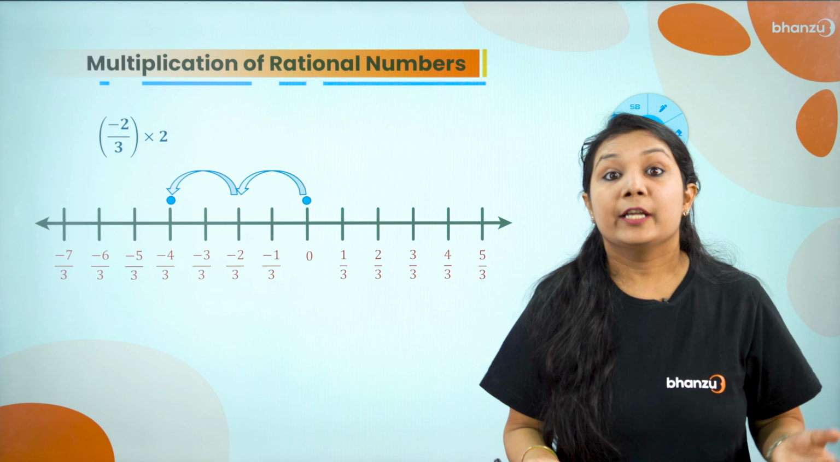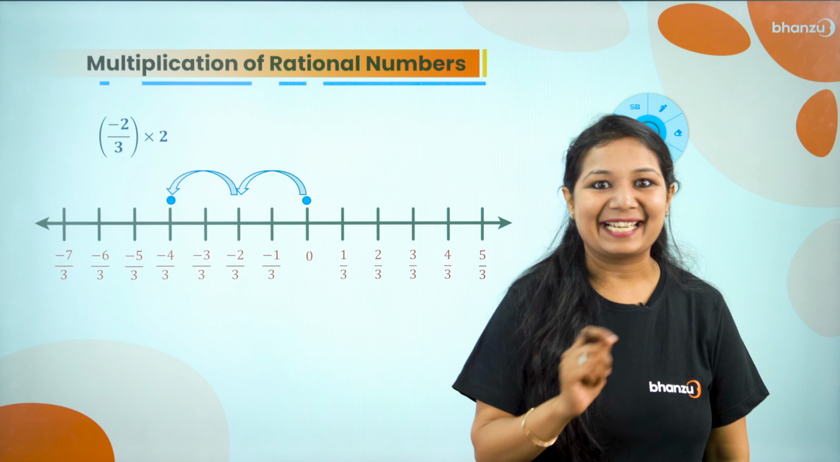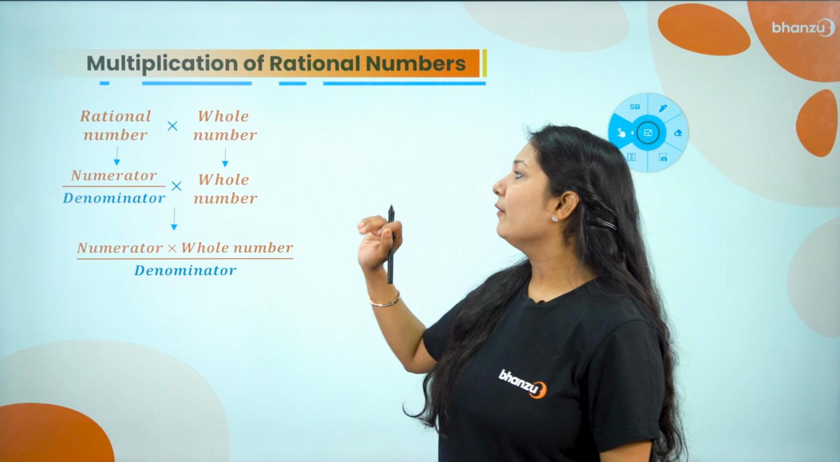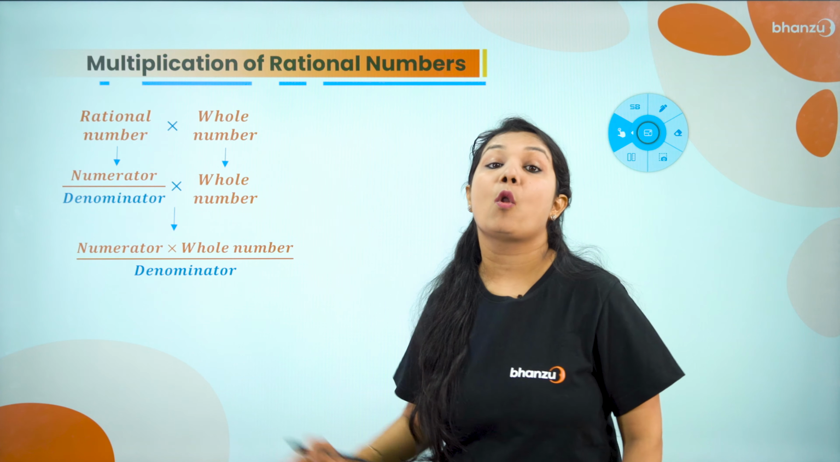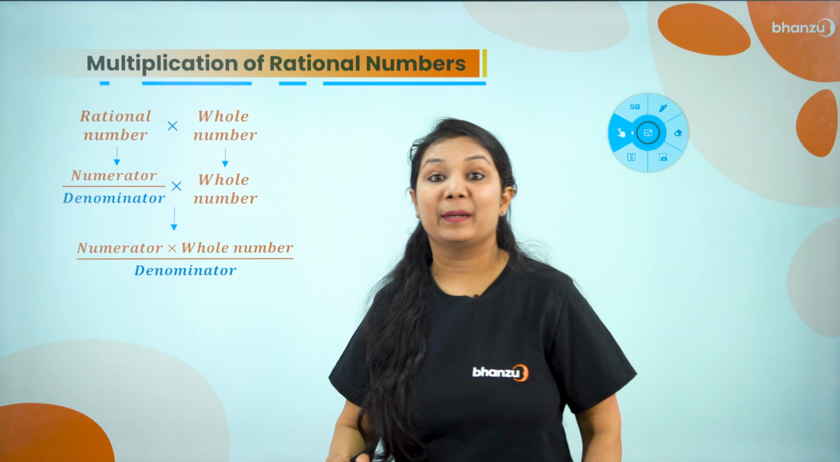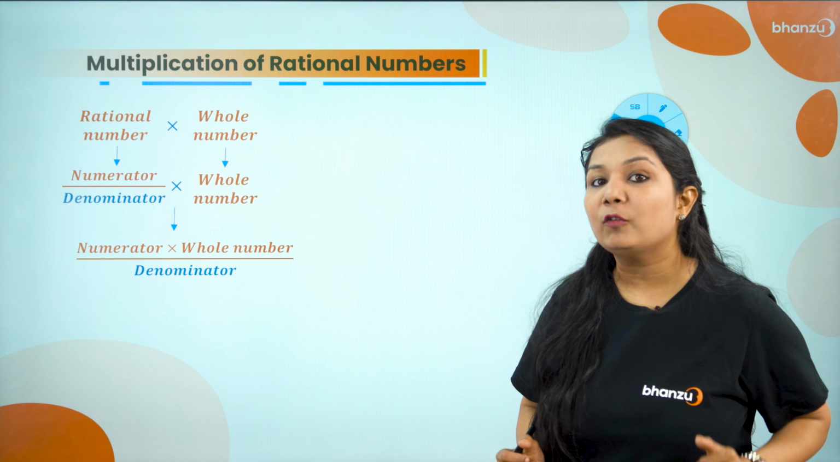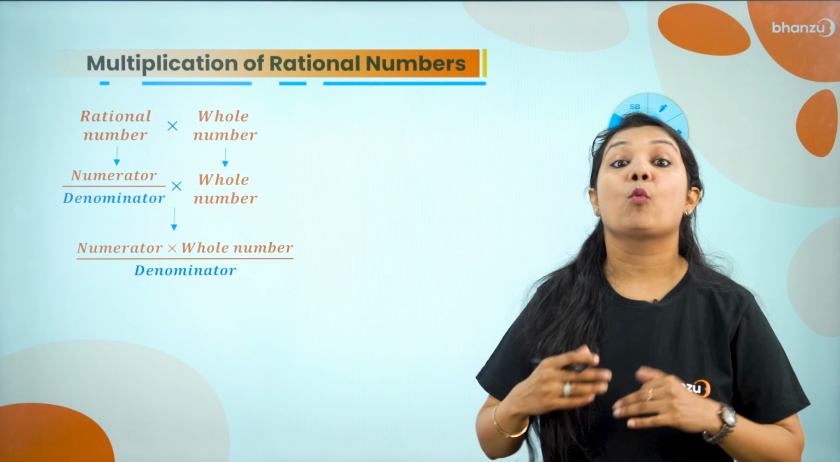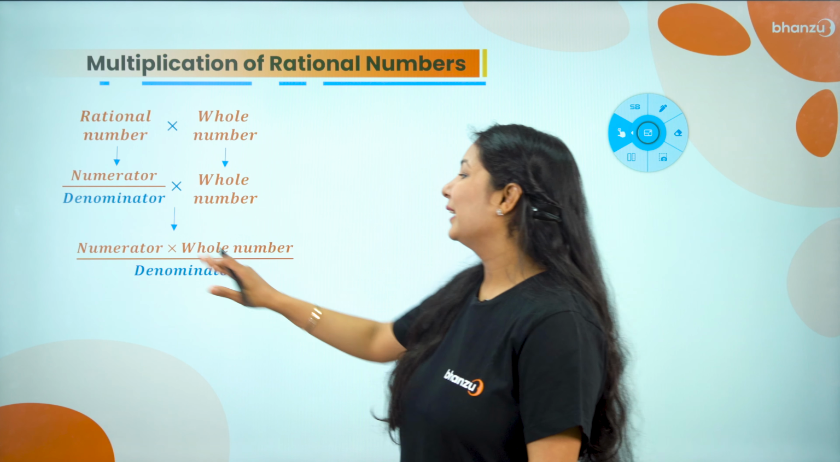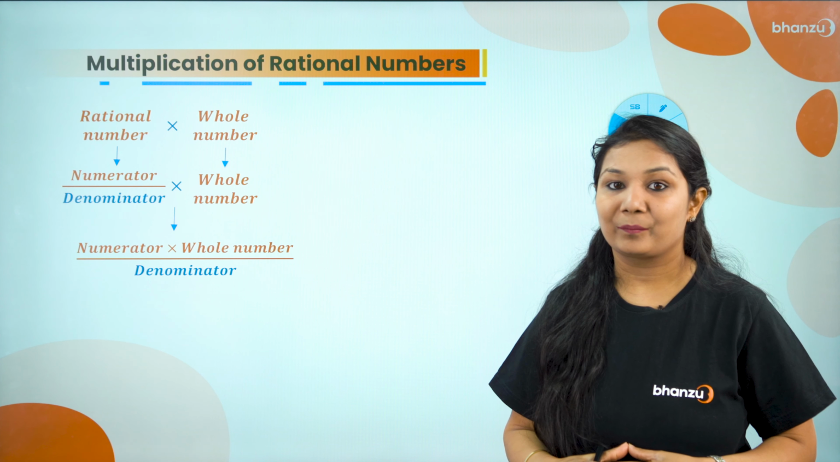Now what if you solve this question by the basic mathematical concept? Let's have a look at it. So whenever we have a rational number into whole number, so what happens? We get numerator upon denominator into whole number, right? Rational number is in the form of numerator upon denominator. So what do we do? We actually multiply the numerator by the whole number to get the numerator of the product, keeping the denominator, right?